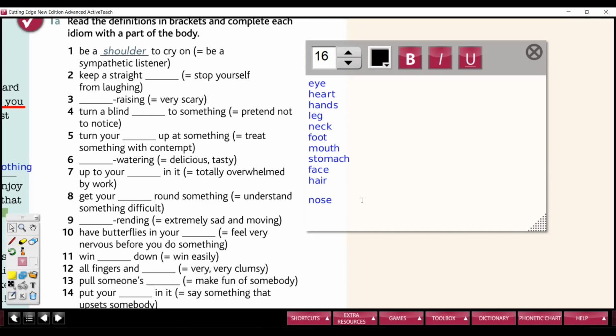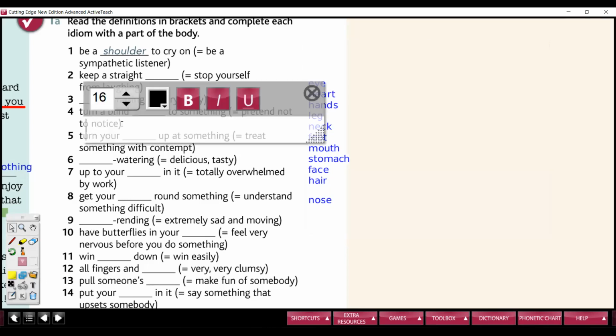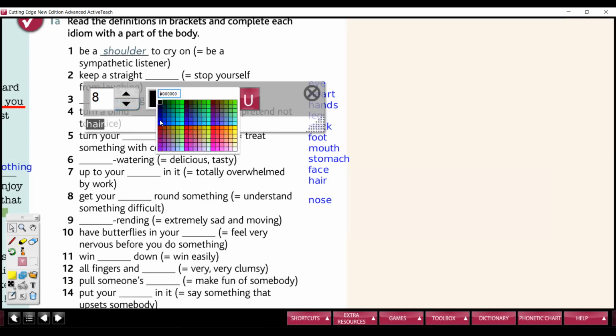Which one do you have? I think number 3, teacher. Number 3. Yes, heart racing. Yes, you are right. Heart racing. Yes. Okay, good. It is very scary.